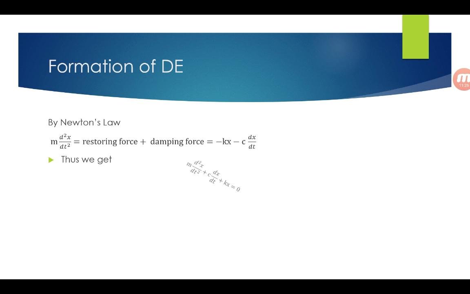Rewriting this equation, we get m into d2x by dt square plus c times dx by dt plus k into x equal to 0, which is a second order linear differential equation, and that too a homogeneous differential equation. Now we are interested in finding the solution of this differential equation. Again, we'll use a similar procedure to what we have used earlier. Auxiliary equation: m r square plus c r plus k equal to 0.